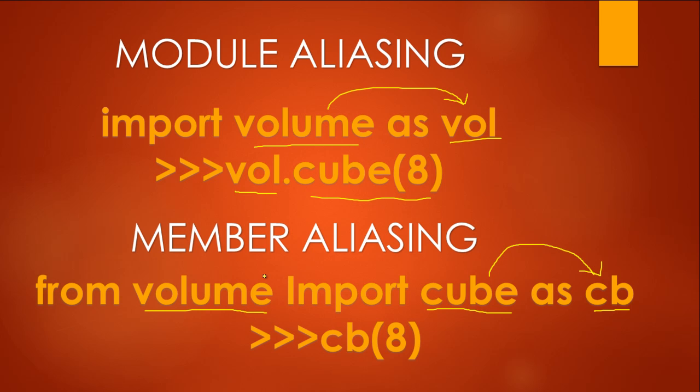So in this way I'm giving an additional name to a member of the volume module, and which member? The cube member, the cube function. I'm giving an additional name to it, and that is CB. So whenever I want to call the cube function, after writing this line, I can simply write CB in spite of cube, because I have given the additional name or alias name to the function cube as CB.